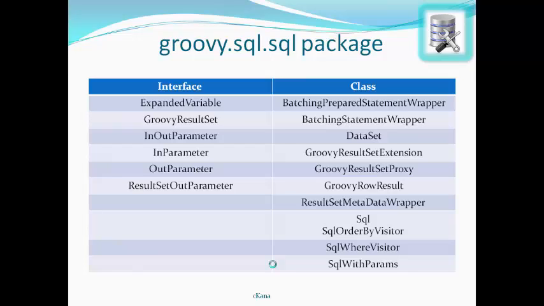The result set metadata wrapper. This class defines a wrapper for accessing a specific column in result set metadata. And SQL order by visitor. This is a facade over Java's normal JDBC APIs, providing greatly simplified resource management and result set handling. All three of them, SQL where visitor and SQL with params.